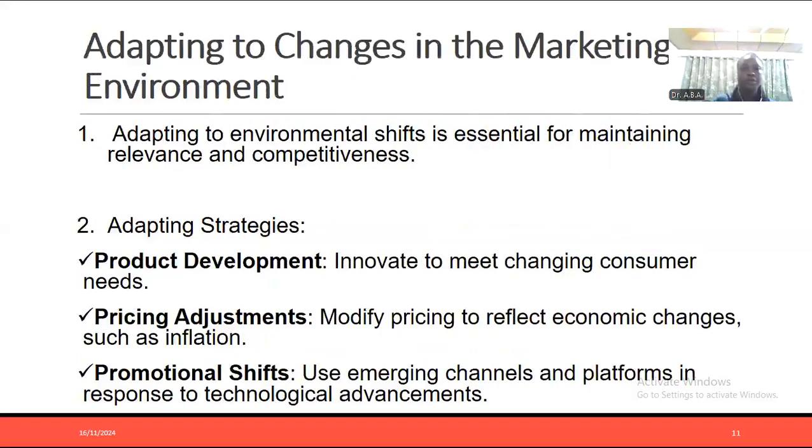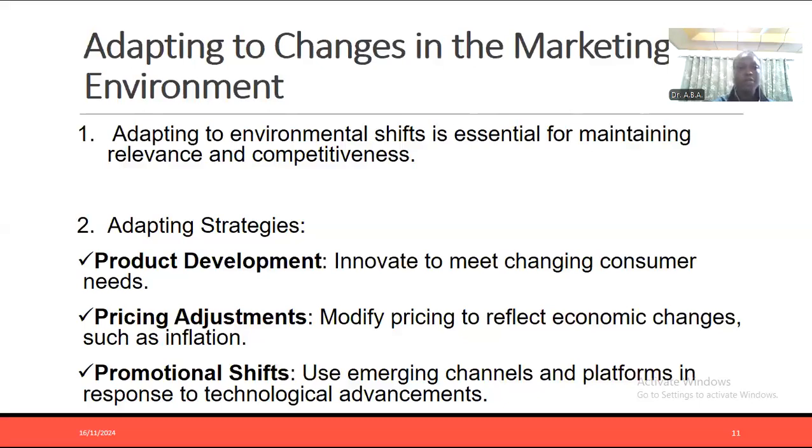You would note that within the environment, things are not static. Things keep changing within the environment, whether internal environment or the external environment. And so it is very important that organizations adapt to changes within the environment. Otherwise, the organization will no more be competitive and will be out of business.